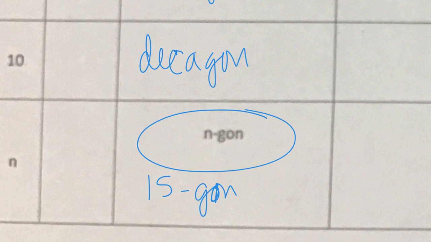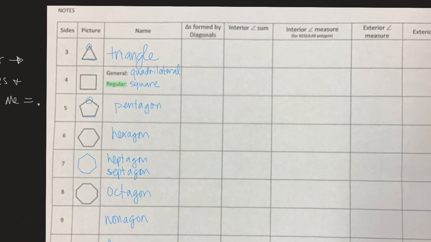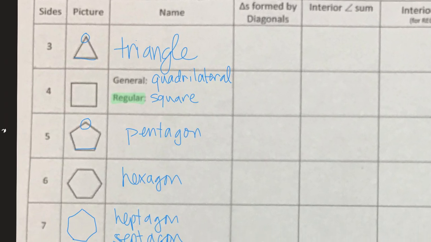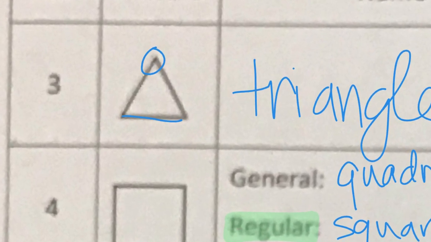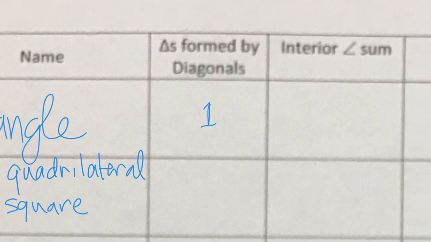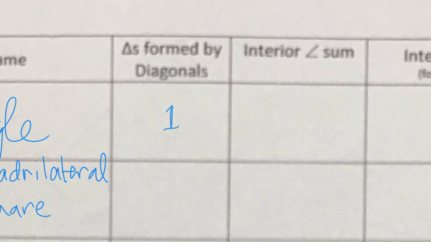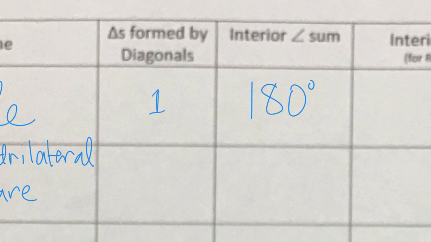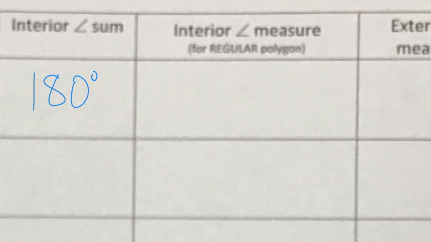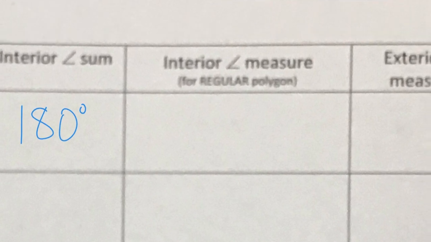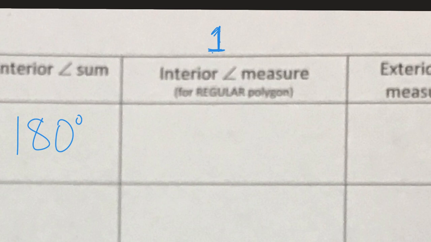Okay, triangle through decagon. So we have some things here. How many triangles are formed by your diagonal? So can we draw a diagonal on any triangles? No, we can't. So there's one triangle here. And what is the interior angle sum of a triangle? 180. 180 what? Degrees. Right? All of these answers are in degrees. So a triangle has a 180 degree interior angle sum. Now, interior angle measure, this is for one single angle. One out of those 3 angles, 60 degrees. How do we figure out what any interior angle measure is?